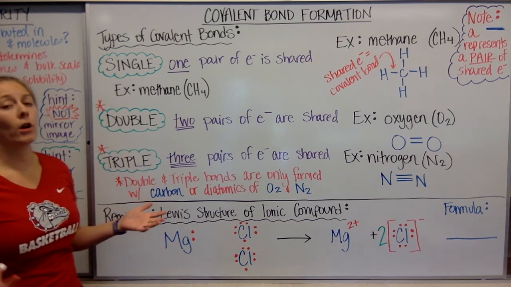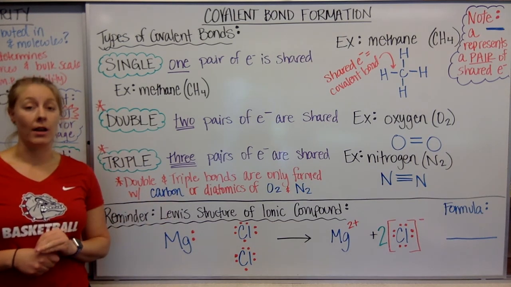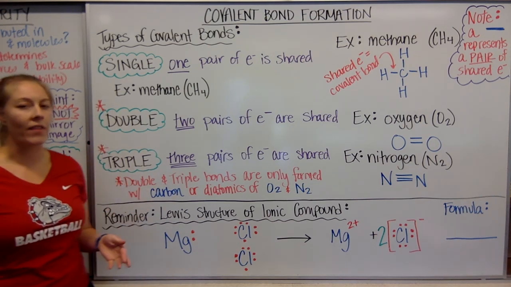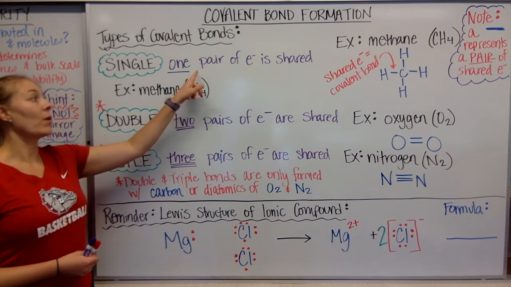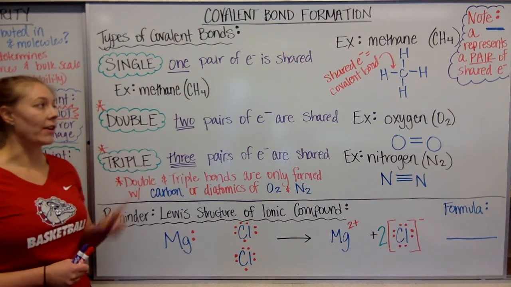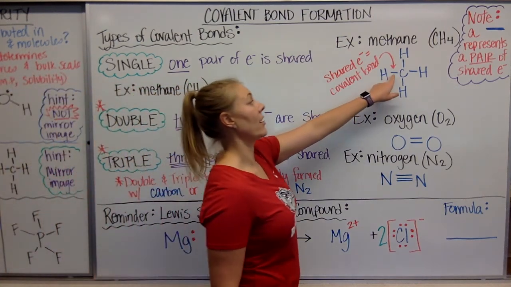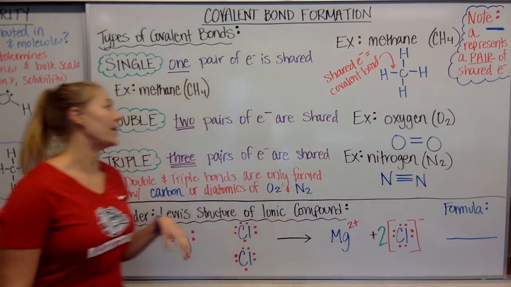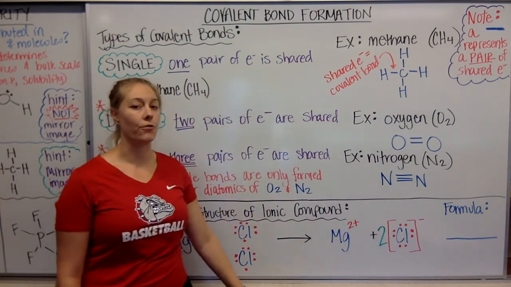We're going to see 3 different kinds of bonds. A single, a double, and a triple. So they are exactly what they sound like. A single is where one pair of electrons is shared, all right? So for these, you're going to see a single line at each point where electrons are shared, one single line. The example here is methane, and that's CH4.